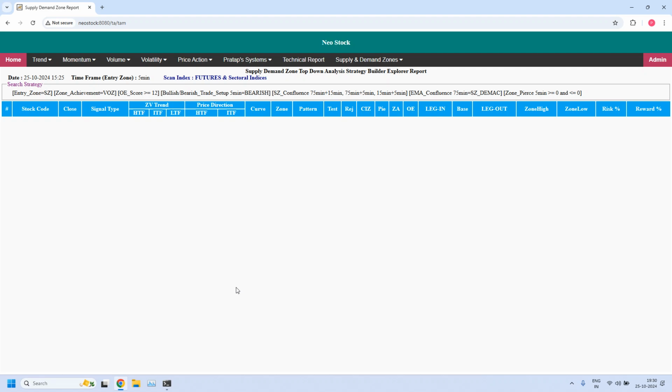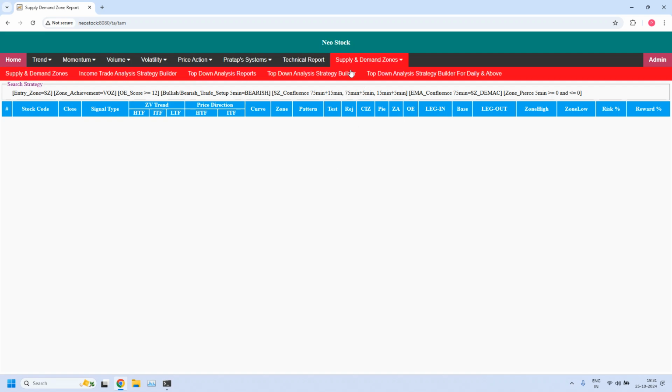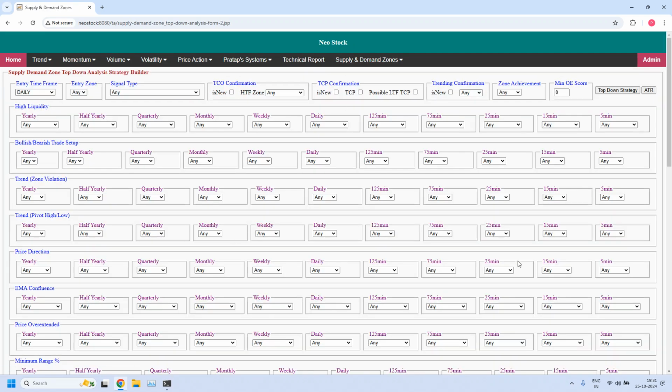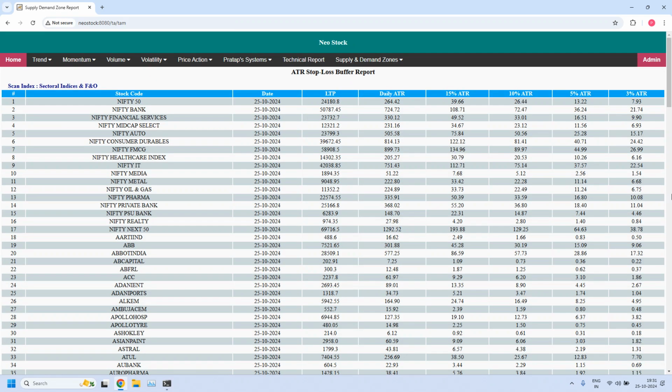So none of the zones are having EMA confluence with the 75-minute supply zone. No issues. So with this we have completed bullish and bearish trade setup stocks. Next let us generate the stop buffers based on daily ATR. These are all the stop buffers based on the daily ATR.